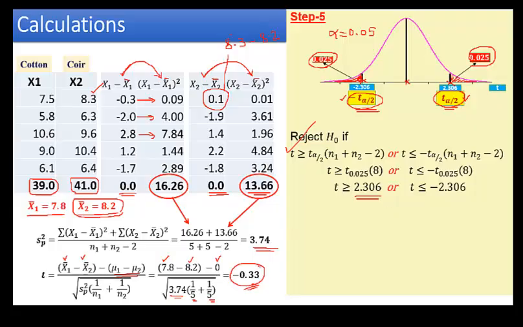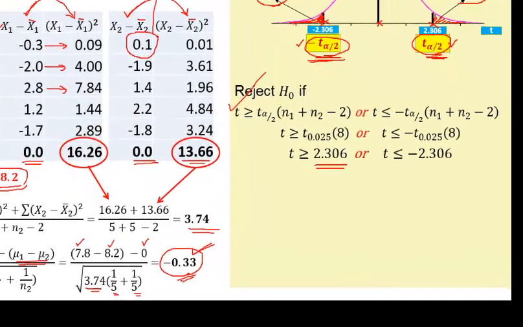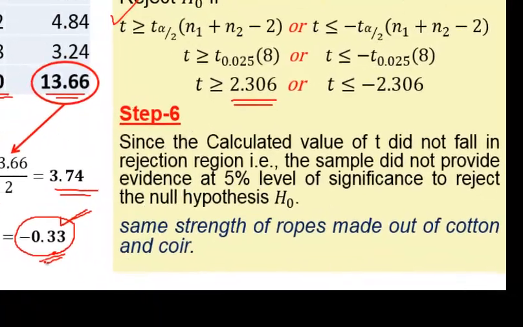So our t value is minus 0.33. So we will have to look at whether this t value is below this critical value, minus t alpha by 2, or it is above this critical value. So this is somewhere in between. So this is not less than minus 2.306, or this is not greater than 2.306.